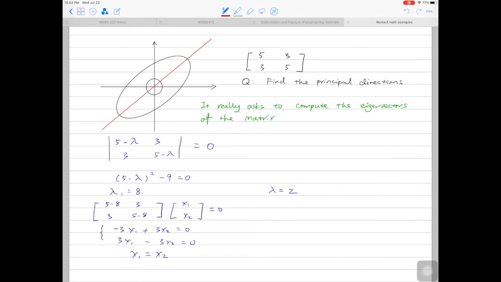How about lambda equal to 2? Again, we'll construct the new linear equations, and we will have this relationship: x1 is equal to minus x2. If we plot it, we'll get something like this. So any vector along the second line is also an eigenvector for this matrix.